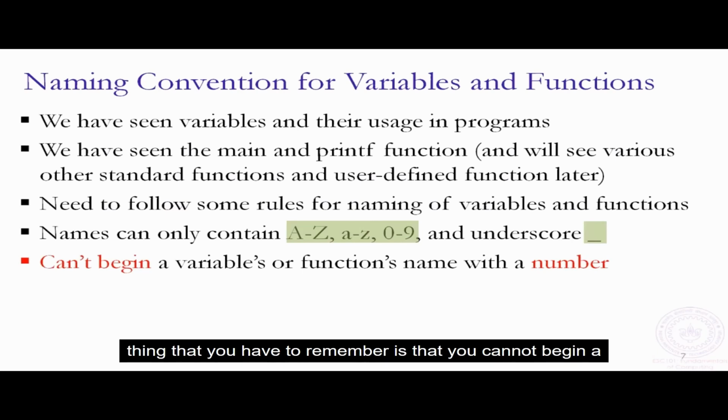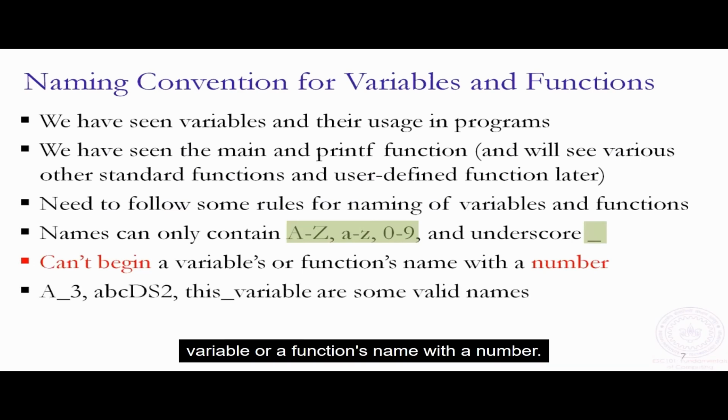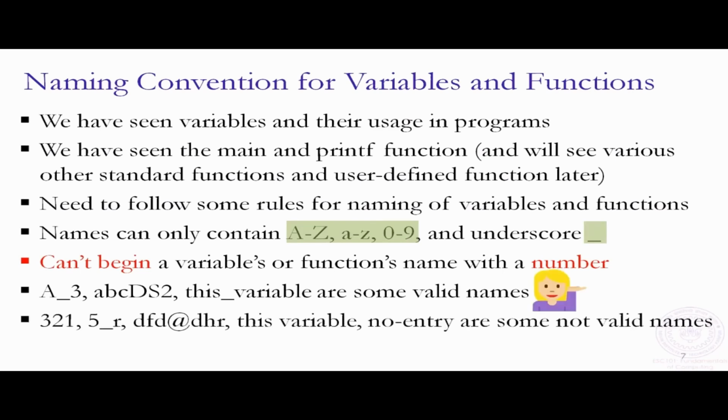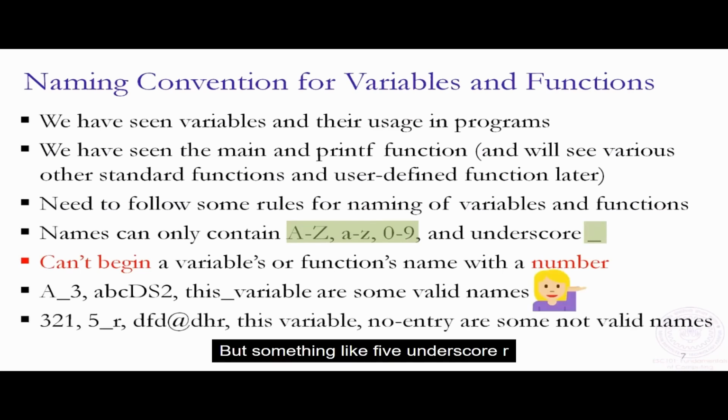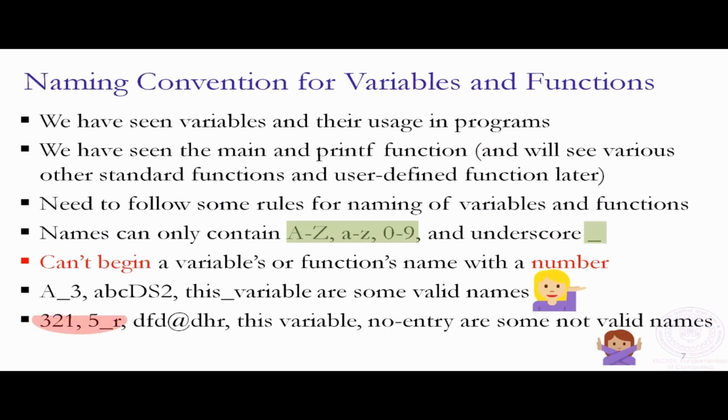The other thing that you have to remember is that you cannot begin a variable or a function's name with a number. So you can say a_3 or this_variable. These are all valid names. But something like 5_r or dfd@dhr or "this variable" where there's a space between this and variable, these are not valid names. C will give you a compiler error if you try to do this.